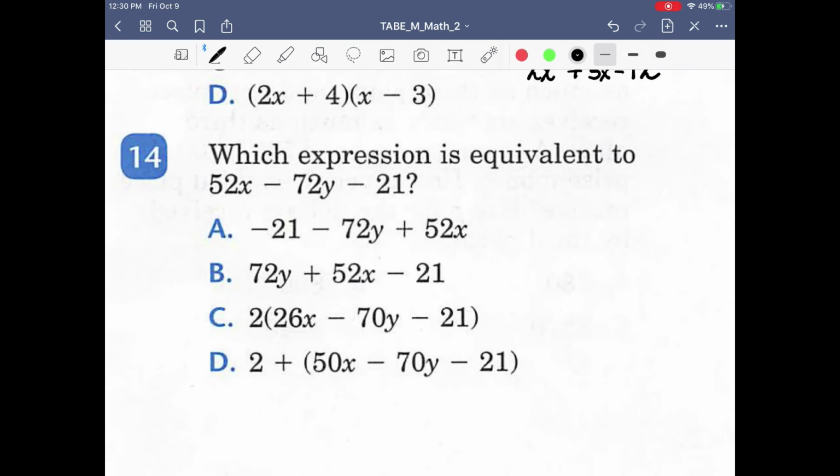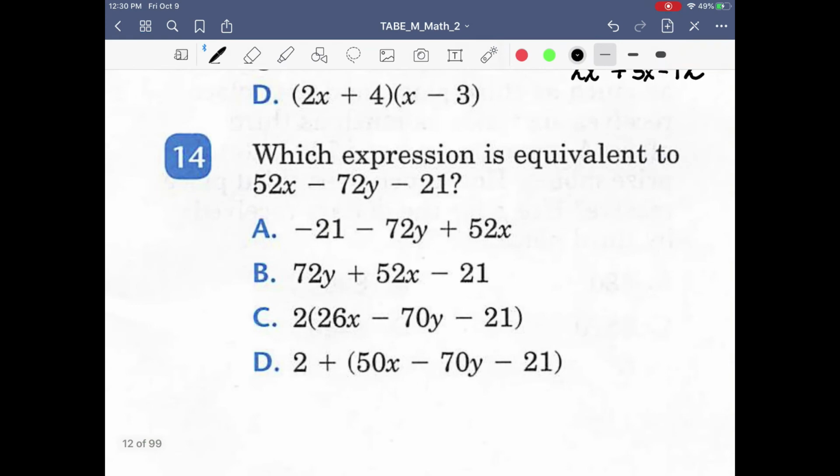Number 14. Which expression is equivalent to 52x minus 72y minus 21? Now I have two choices here. I can factor or try to factor, or I can see if they have moved things around, and I'm going to do the moving around first because that's the easiest one. Are there any of these that just reversed the order of the terms? And there is. It is A. You have a negative 21, a negative 72y, and a positive 52x. So this one is equivalent.